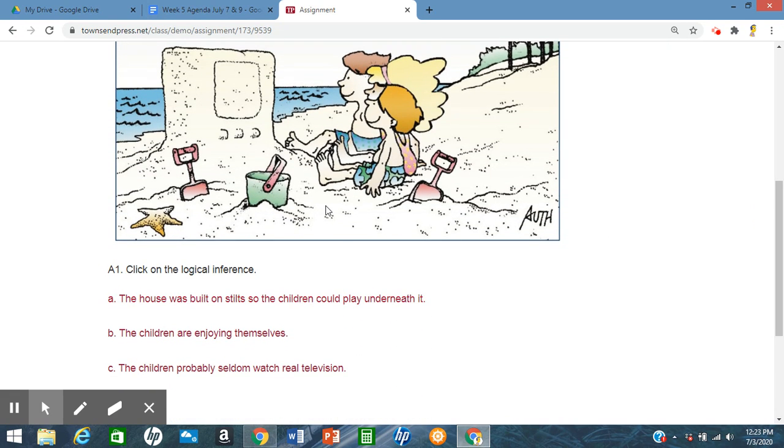A, the house was built on stilts so the children could play underneath. B, the children are enjoying themselves. Or C, the children probably seldom watch real television. And the correct answer is here.